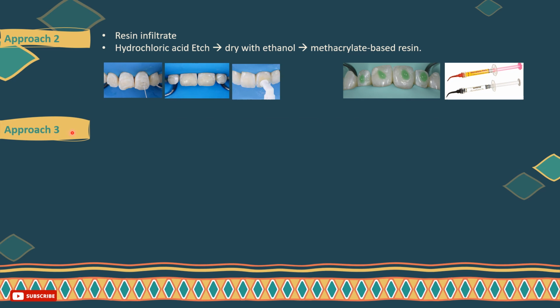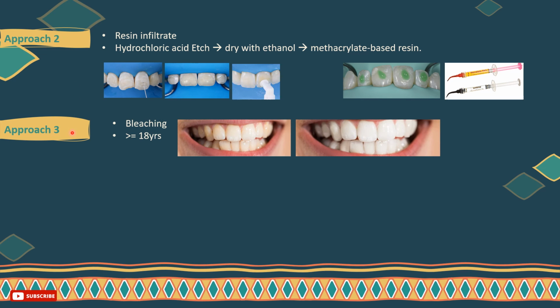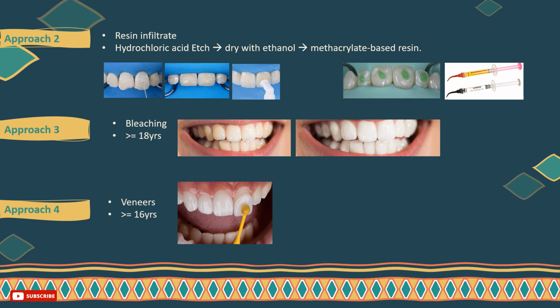Approach number 3. Bleaching or tooth whitening. The patient should be at least 18 years of age to avoid pulpal sensitivity or damage. Approach number 4. Veneers. It shouldn't be considered before the gingival position is stable, so at least after 16 years of age.